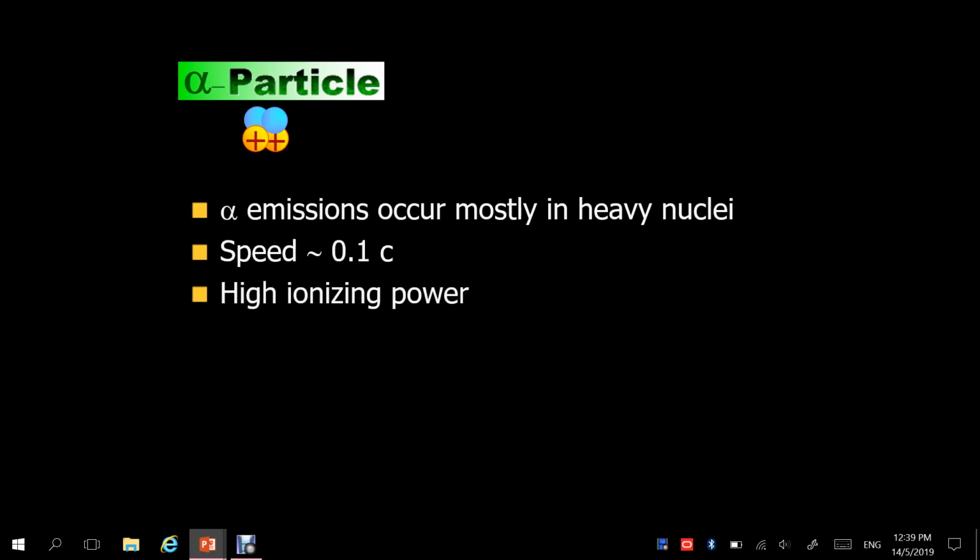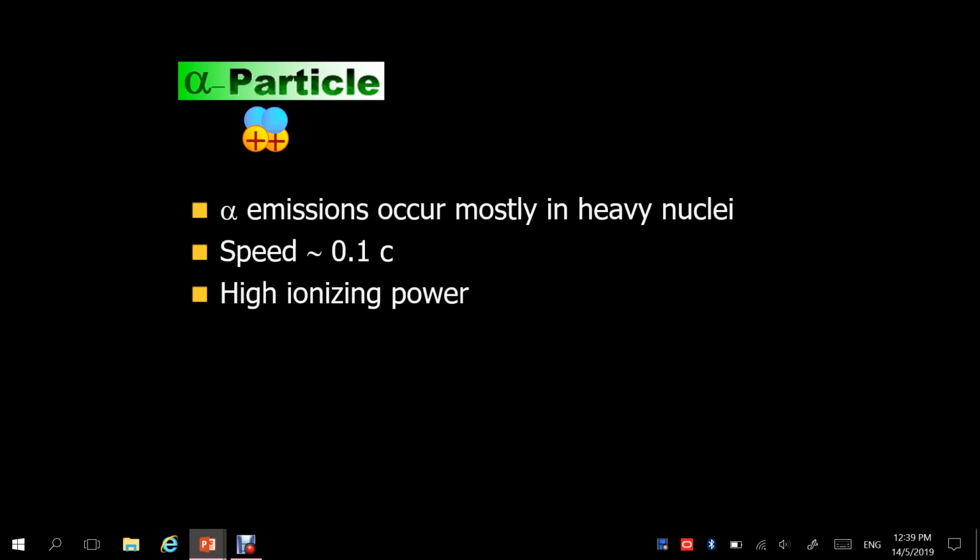Okay, a little bit more about alpha particle. Alpha emissions occur mostly in the heavy nuclei because the heavier nuclei need to lose some protons and neutrons. So usually they will emit alpha particles. The speed of alpha particle, the slowest among all the 3, is 0.1 c, where c is the speed of light. Because alpha particles have 2 positive charges and is quite heavy, so it moves slower.